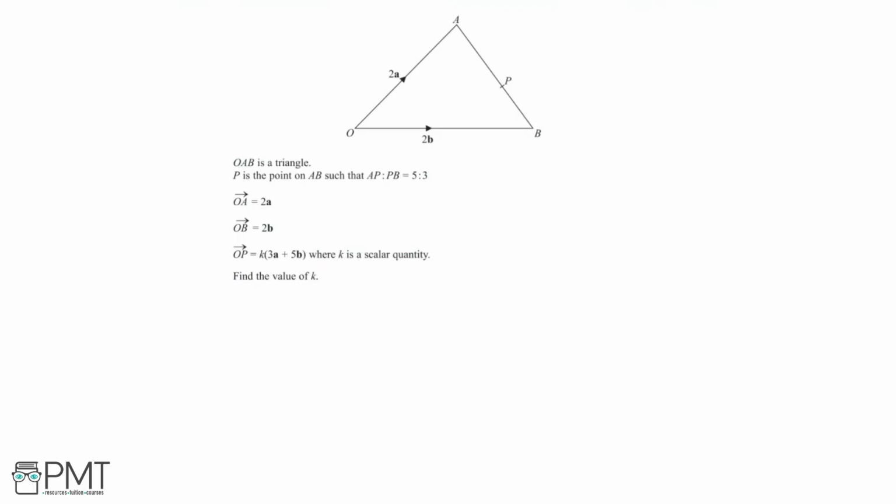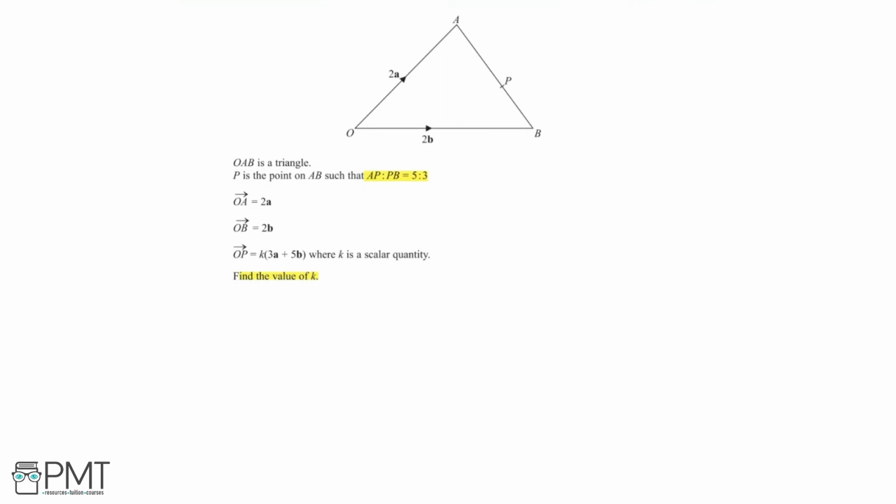In this question, we're told that OAB is a triangle, and P is the point on AB such that AP to PB has a ratio of 5:3. We're told that the vector OA is equal to 2a, the vector OB is equal to 2b, and the vector OP is equal to k multiplied by (3a + 5b), where k is a scalar quantity. We need to find the value of k.